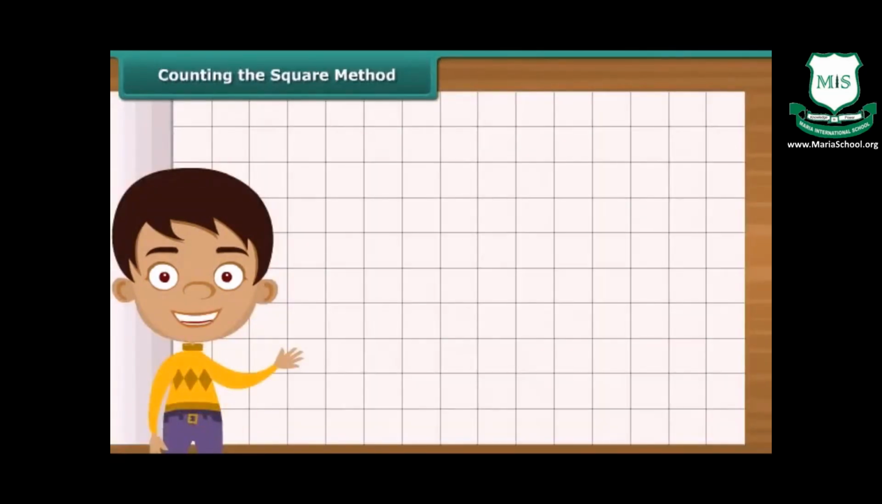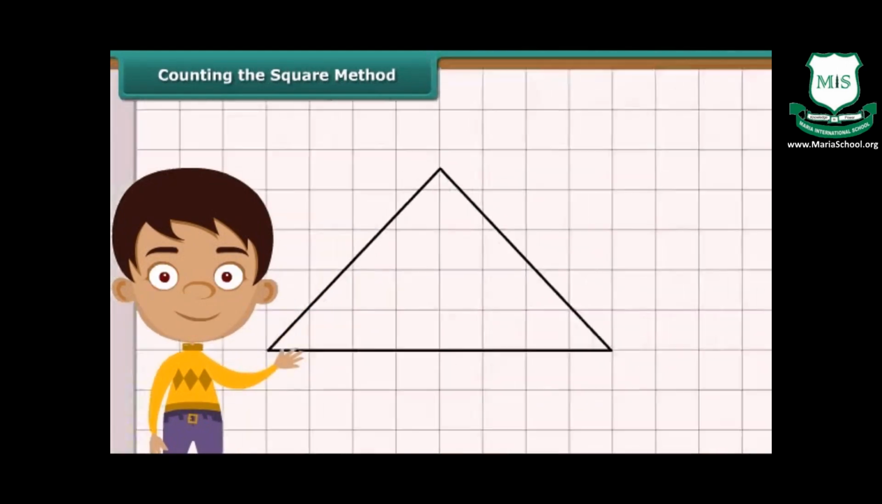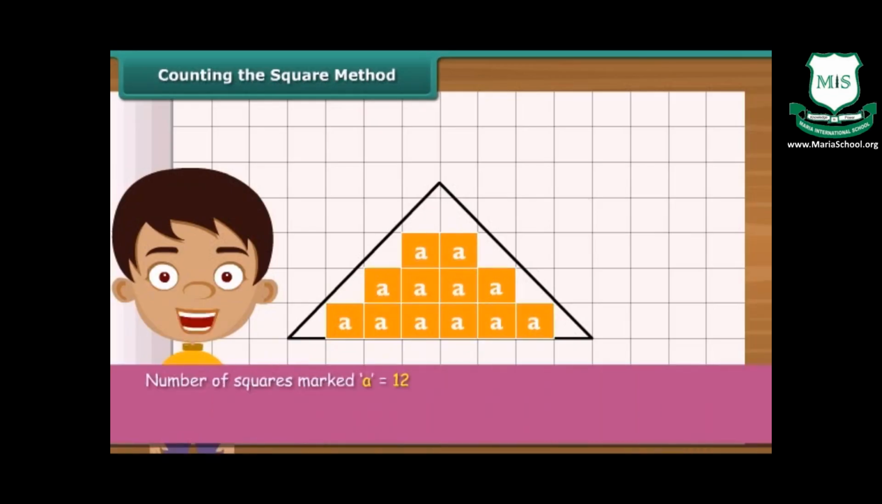Now let us calculate area with the help of a simple method. It is known as the counting the square method. Draw the triangle on the squared paper. Each square has a side of 1 centimeter. First, count the complete squares enclosed by the triangle. Mark each of these squares as A. Then count the squares whose more than half part is enclosed by the triangle.